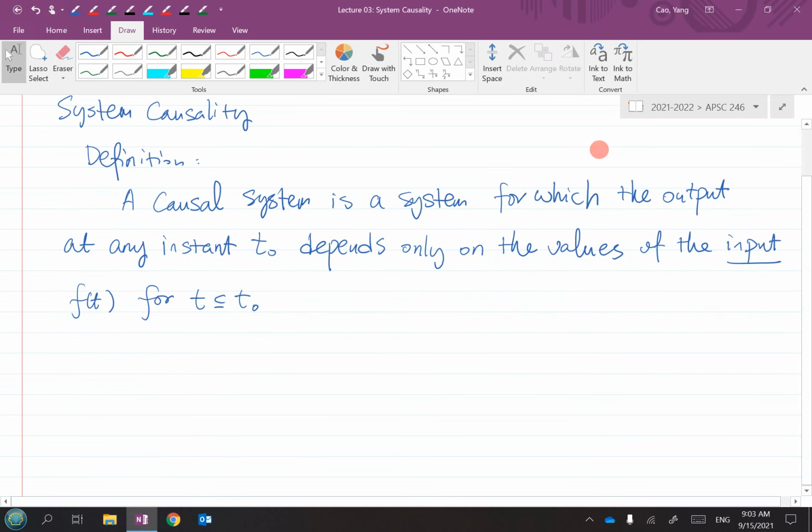As you recall, we can always represent a system using a box, and we can give the system a certain input. Let's call f of t the input here, and then the system will produce an output. Let's call it y of t.